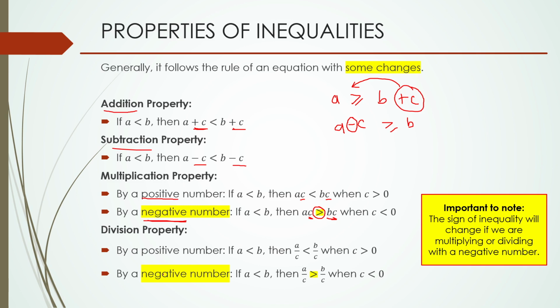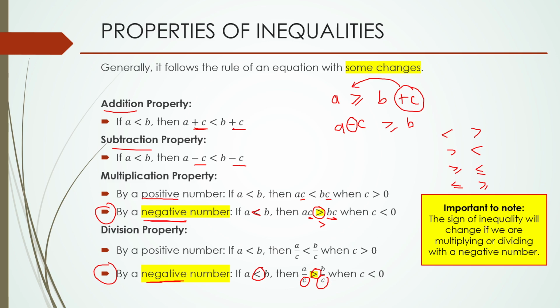If you multiply with a negative number, or if you divide with a negative number, and it is less than over here, then you need to flip the sign to become more than. So less than, if you divide with a negative number, will become more than. Less than will become more than, more than will become less than, more than or equal to will become less than or equal to, and less than or equal to will become more than or equal to.